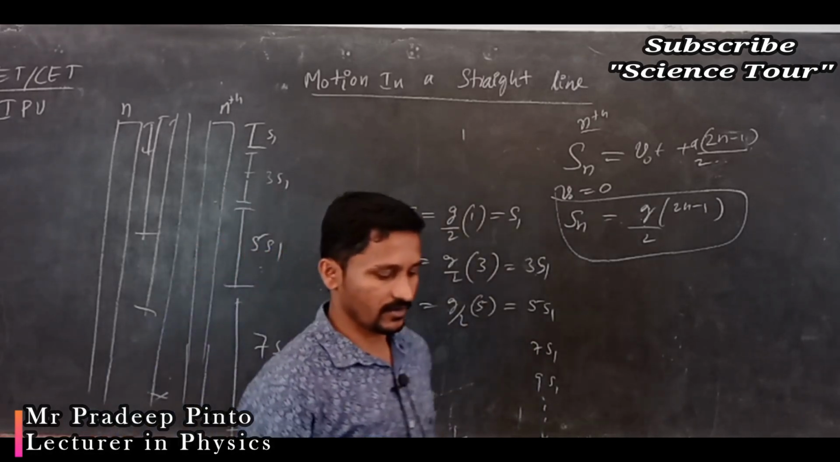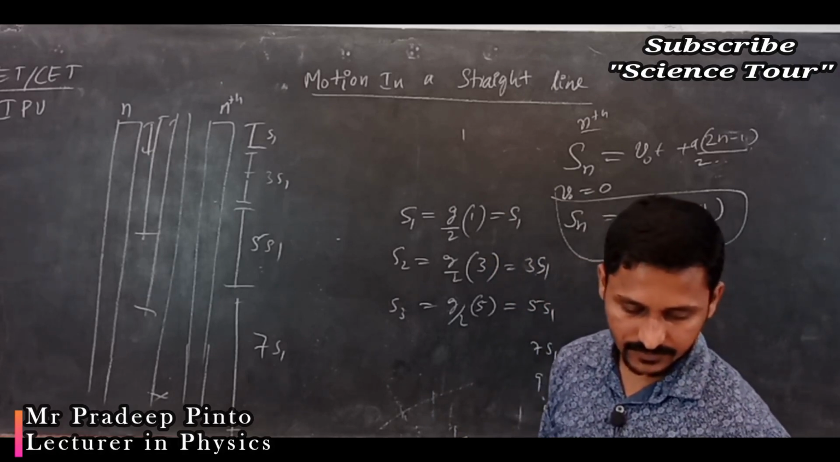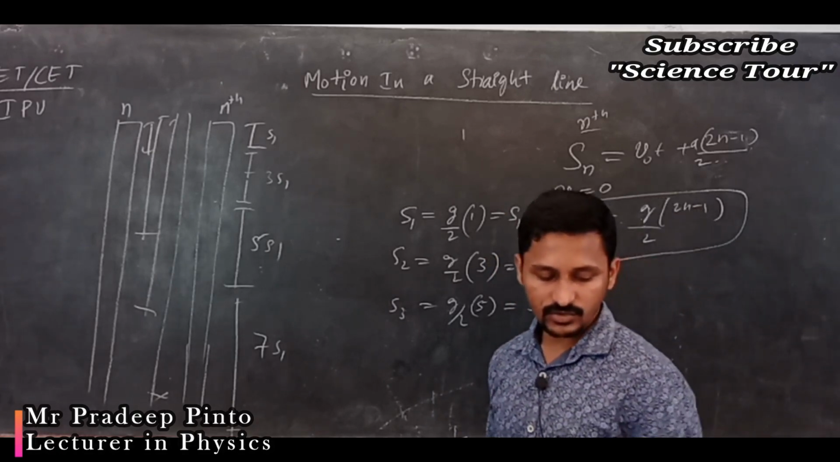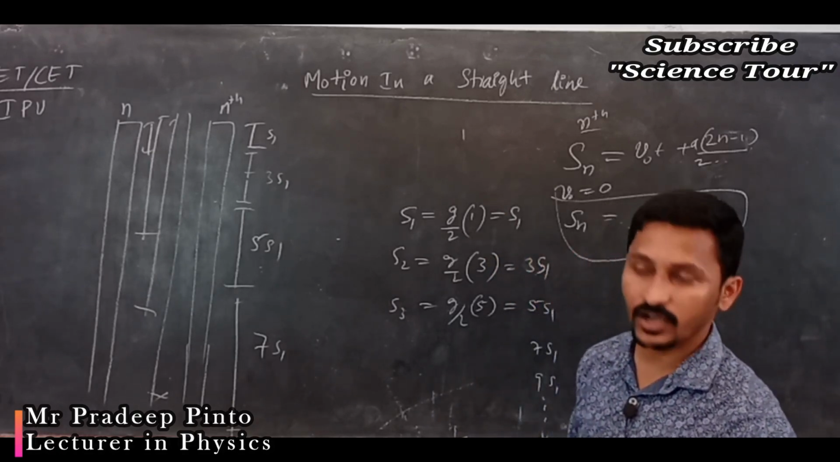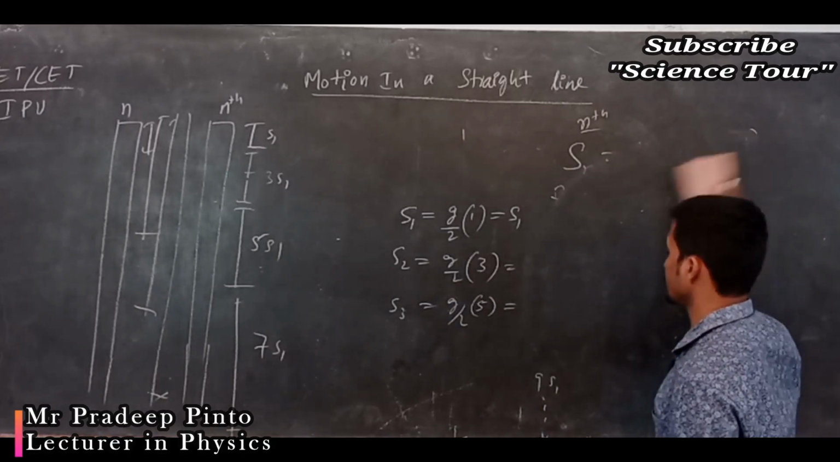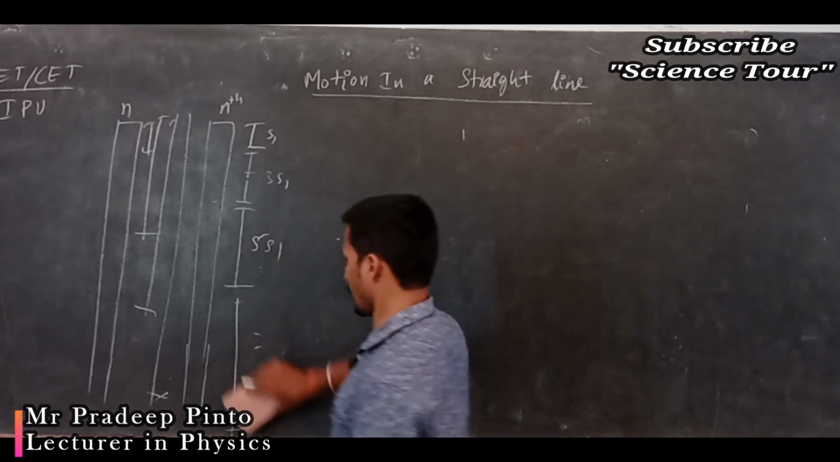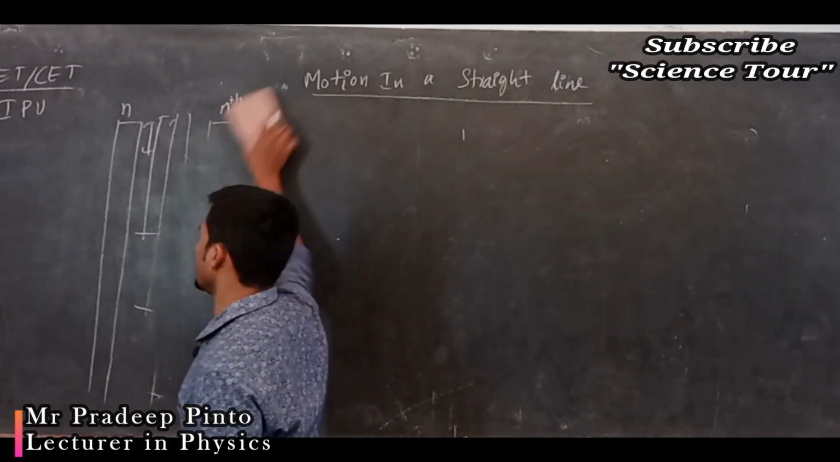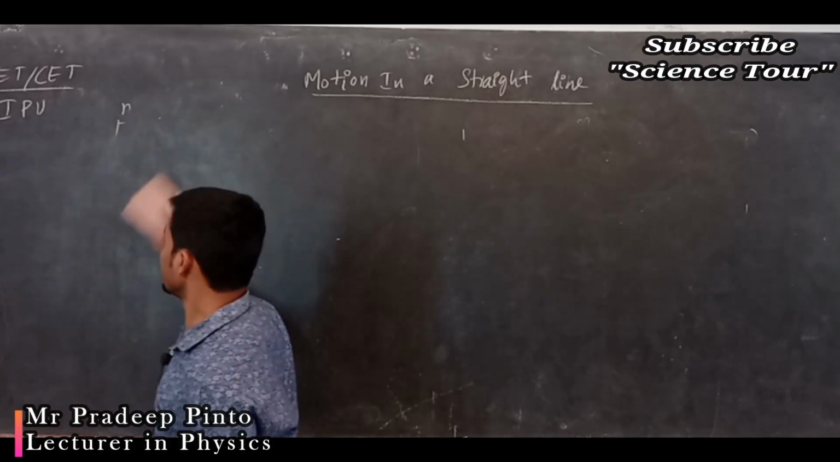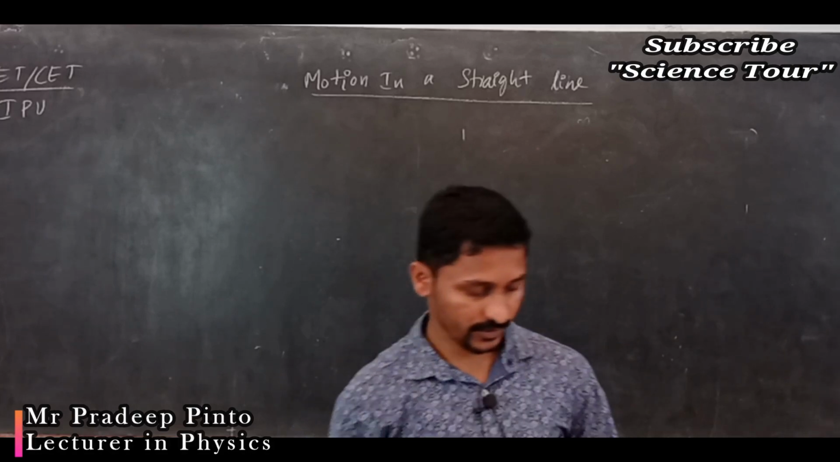The ratio of Sn is 1 is to 3 is to 5, and for total distances 1 is to 4 is to 9, like that. They are going to ask you those things in different problems, formulas they are going to ask. That we have to remember, that's all. Remember means you have to understand the concept; you need not write down this diagram and all, just understand those formulas, that is sufficient for you.